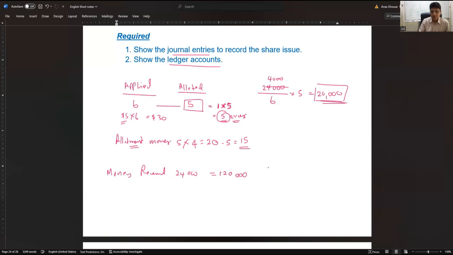But the applicants should have paid on application money 20,000 times 5, which means 100,000. But in this case, for 24,000 shares, they paid 120,000. So therefore, there is an excess money of 20,000 with the company. This excess money of 20,000 would have to be returned to the applicants. However, this money will not be refunded to the applicants. Instead, this money will be deducted from the allotment money.